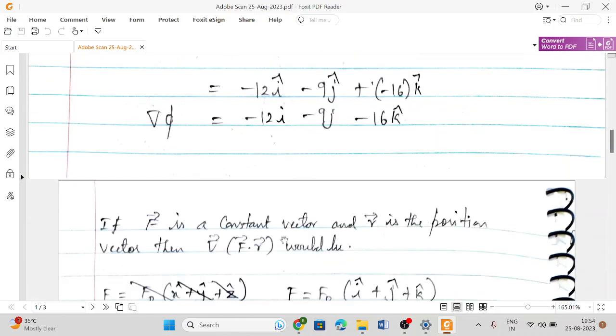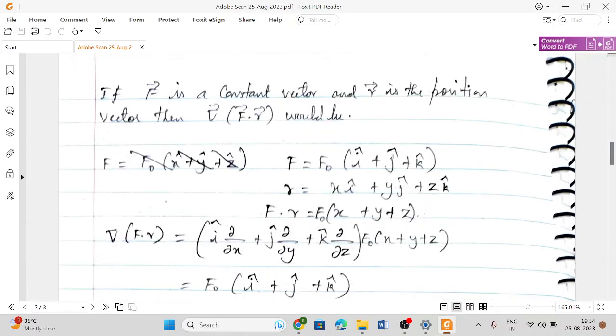So this is the next problem, which was asked in IIT JAM. If f is a constant vector and r is the position vector, then find del of f dot r. So here we have a dot product, and you will be having a gradient operation here, right? You don't observe any dot between these two terms, but you have f dot r, f vector dot r vector. If you take the dot product of two vectors, you will be getting a scalar, right?